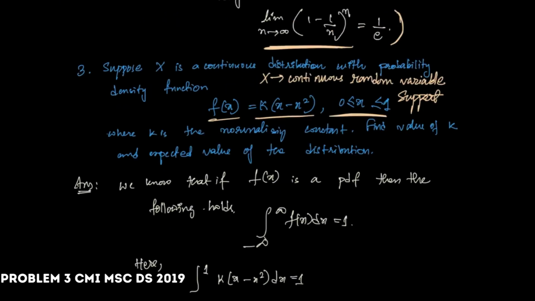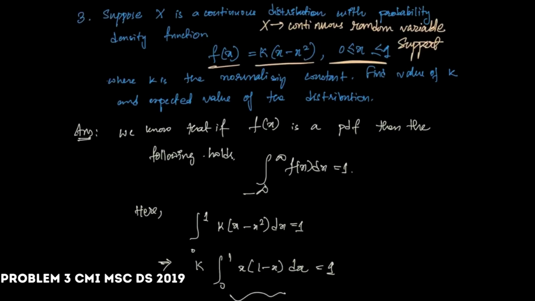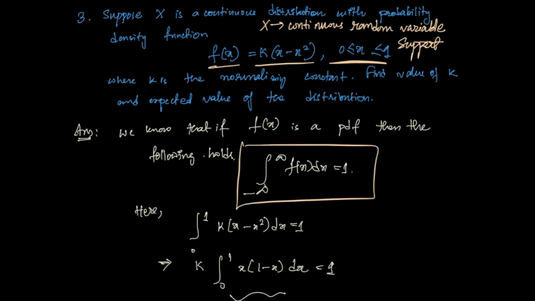So here is a very simple question. I've been given a probability density function, and I have to find the value of some variable that is in the expression of this PDF. So here we have to use the conditions of when a function can be a PDF. One of the conditions was this: we know that if f is a PDF, then the following holds. If you integrate f over all x from minus infinity to plus infinity, you're supposed to get 1.